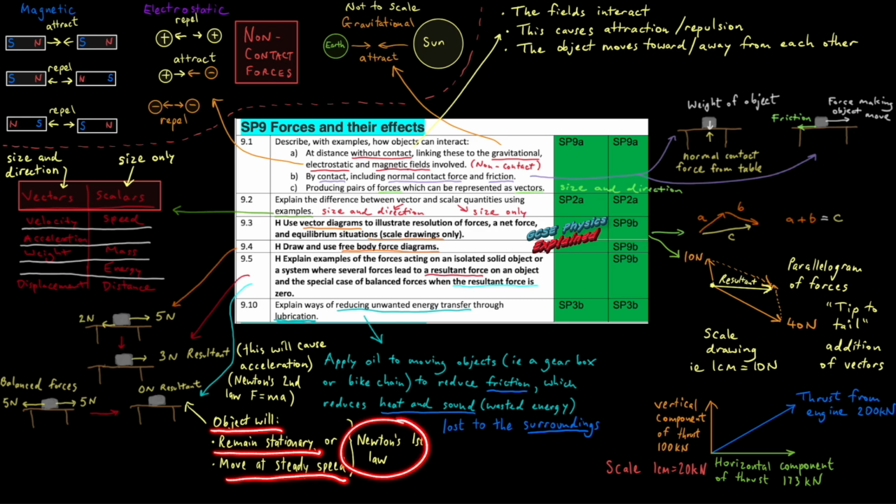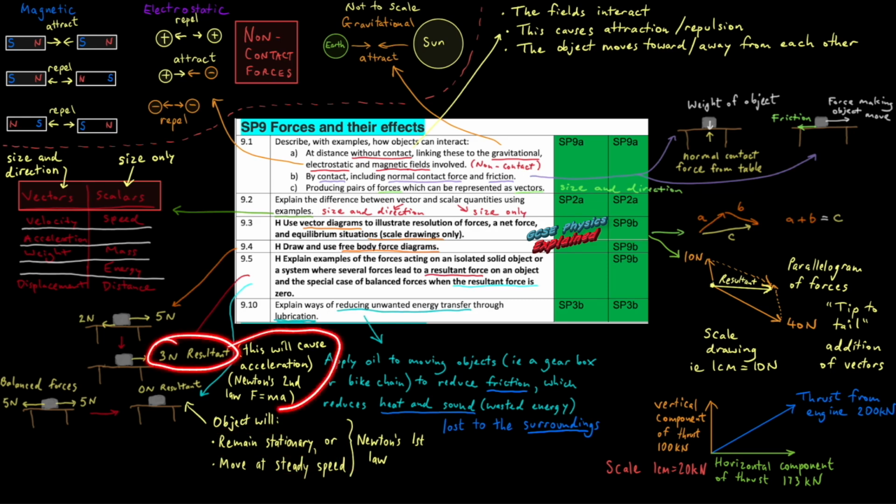And that ties in quite nicely with Newton's first law, because it is Newton's first law. If you had a resultant force, that's Newton's second law, because that's going to cause acceleration. If you know the size of the force acting on the mass, you'll be able to work out what the acceleration would be.